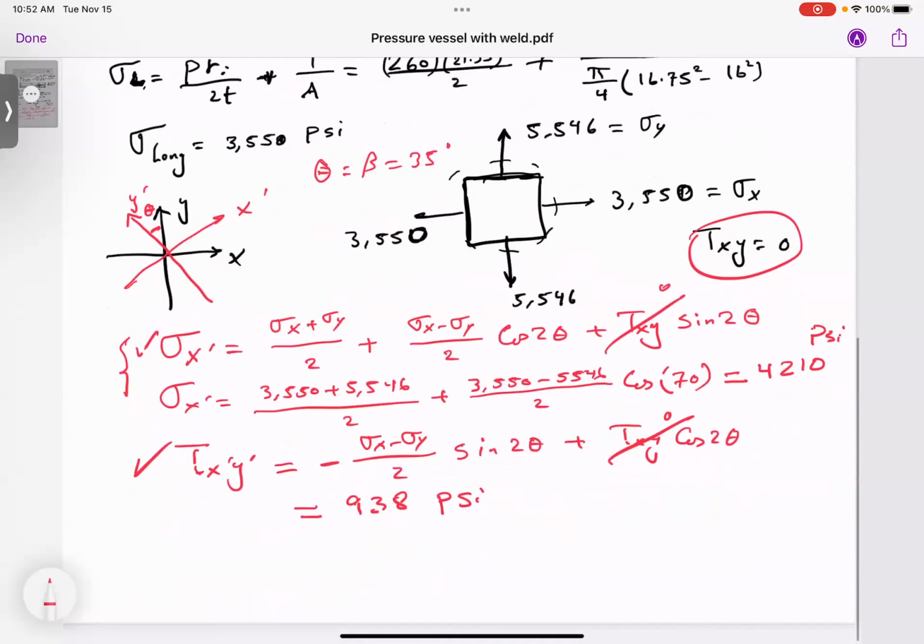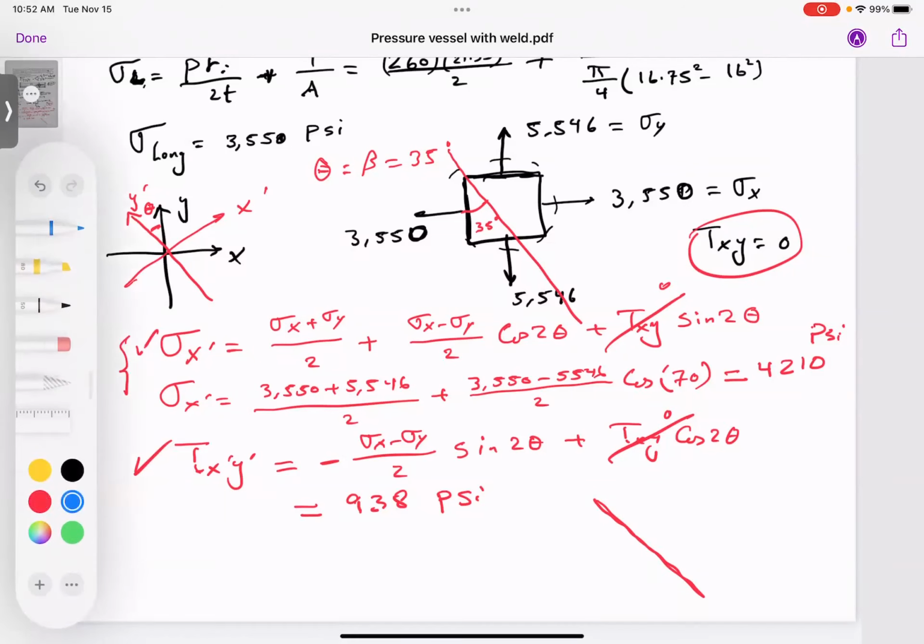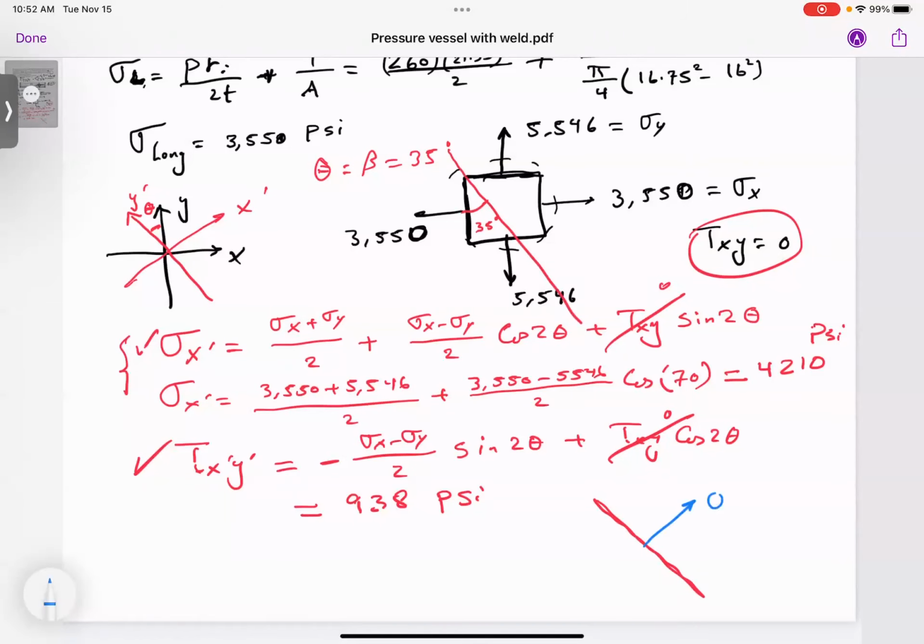All right. So what do we have basically? I'm running out of space here, but basically what you have is that on the seam, which is 35 degrees or beta, right there, you will have a normal stress, which is your sigma x prime of 4,210, and a shear stress developed on that seam, right? Which is the 938 psi.